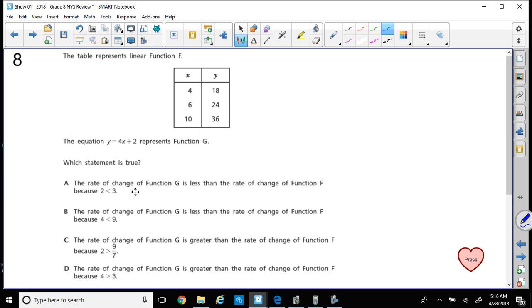true. The rate of change, rate of change is another way of saying slope, of function g is less than the rate of change in function f. So we better take a look at the slopes of these two items. So let's get this table here. So we'll take this point and this point. If you remember our slope formula, it's y2 minus y1 over x2 minus x1. So we'll find the slope, which would be 8. I'll make that 24. Sorry.